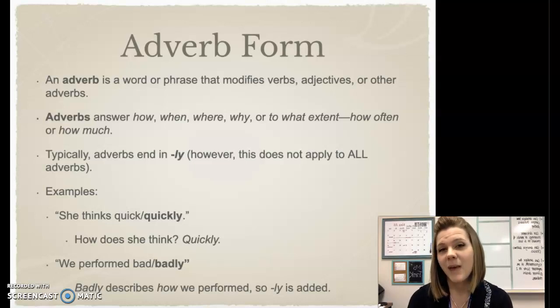If we take a look at some adverbs in sentences, our example says, she thinks quick or she thinks quickly. Because this sentence will answer the question, how does she think? We know that we should use the adverb form quickly. The same is true about the second example. We performed bad or we performed badly. Again, it answers the question, how did we perform? So we know we should use the adverb badly.